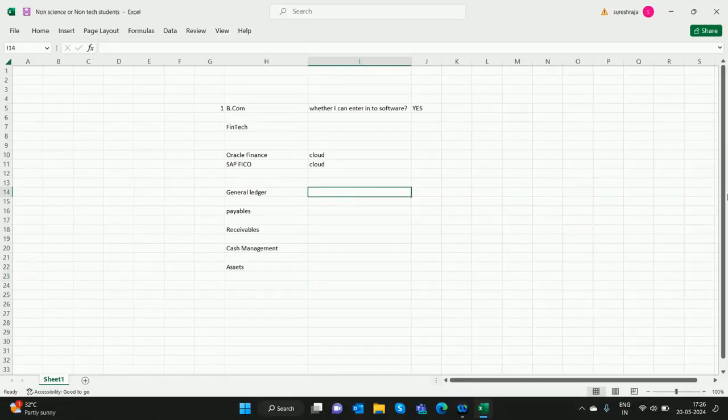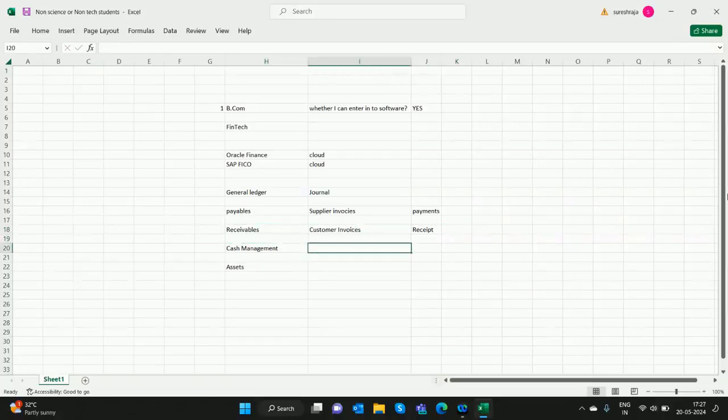What does general ledger speak about? Journals. You learn debit or credit in the BCom. So very easily you can understand and go into the session. Payables: supplier invoices, payments. What are all the payments you make, this you will see in the payables module. Receivable: customer invoices and receipt of money.